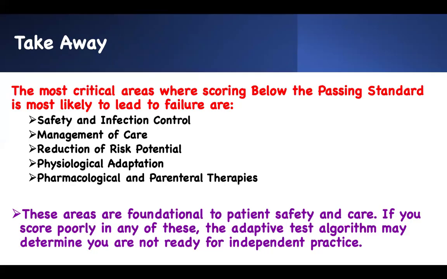When it says somebody has varicella infection, risk reduction. How can I prevent that person from infecting another person? If I'm taking care of that person, how can I prevent myself from getting sick? If they're going to X-ray, how can I prevent that? Those are intervention, teaching, selected, apply things you know. These areas are foundational to the patient safety and care. If you score poorly in that area, the computer will determine you are not ready for independent practice.